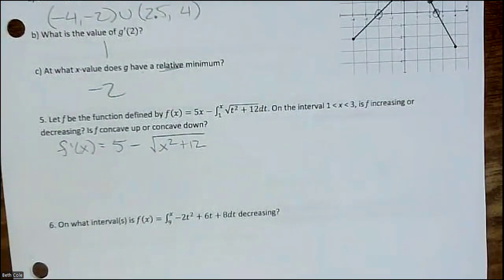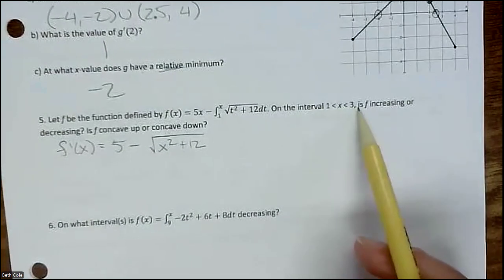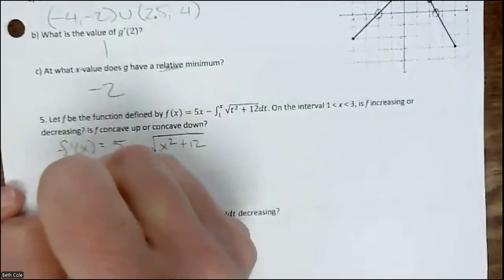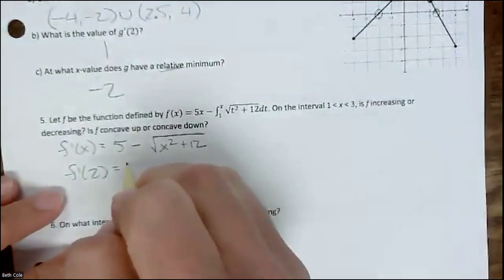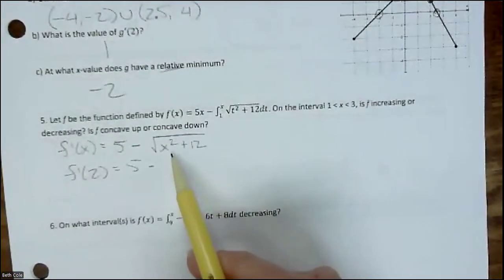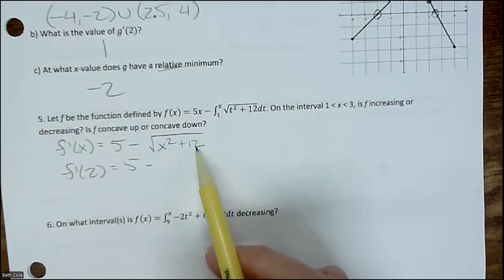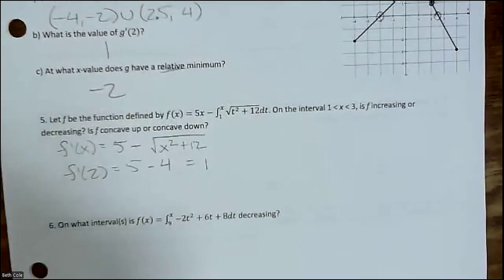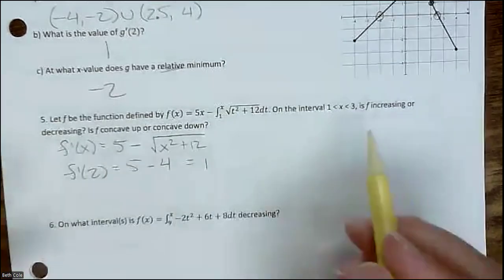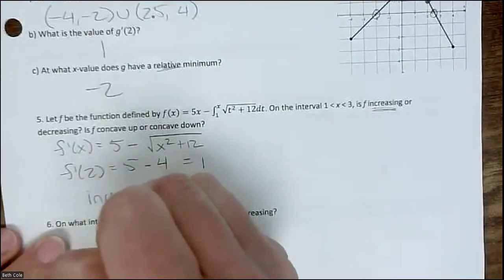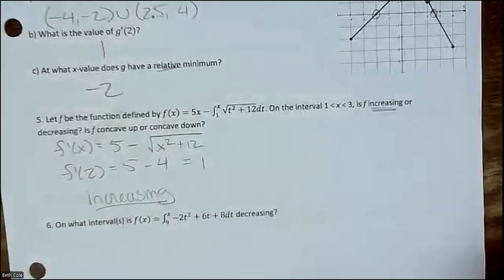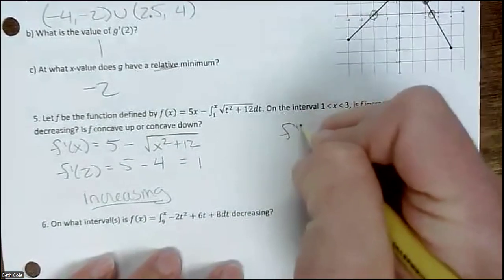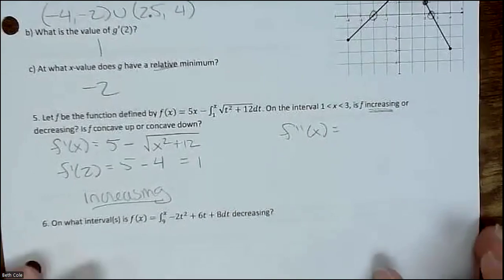Now, what was the interval we were looking at? 1 to 3. I would plug in 2. Do you see why I picked that? Okay, so let's plug in 2, see what we get. 5 minus, all right, 2 squared is 4, plus 12, 16, square root of 16 is 4. This comes out to 1. But the point is that it is positive. So that means increasing. We're going to just repeat that process with f prime. You're just going to do it again.